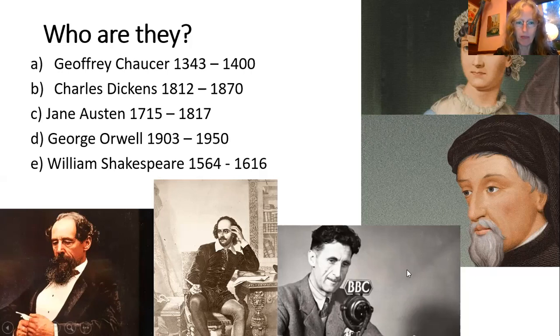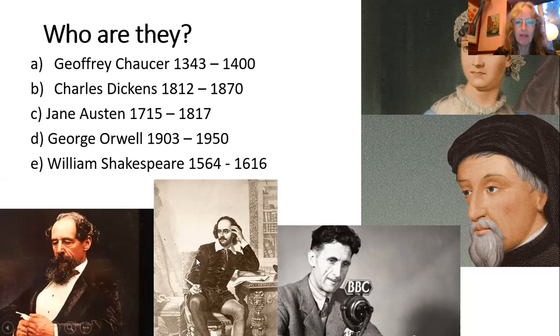Looking at the bottom, the one with the BBC microphone, that, of course, is George Orwell, and he wrote, what did he write? Animal Farm, which we have looked at and read. He also wrote many other political books like 1984, but he wrote it in 1948 about the future. So he was writing in the first half of last century.